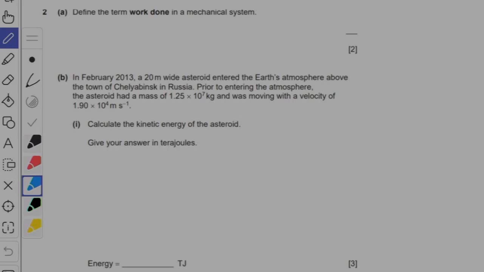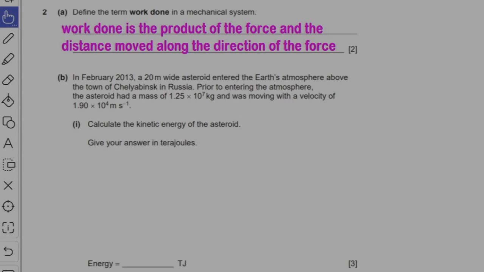Question 2 part A asks us to define the term work done in a mechanical system. So remember, this is just stuff that's straight out of your notes. So we think about a force causing movement along the direction of the force. So work done is the product of the force and the distance moved along the direction of the force.